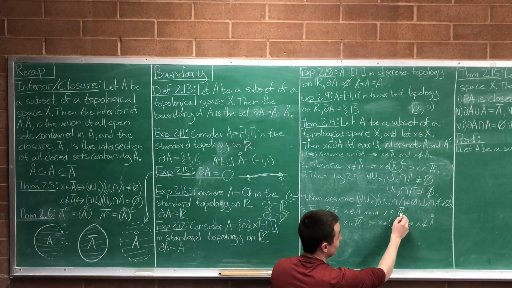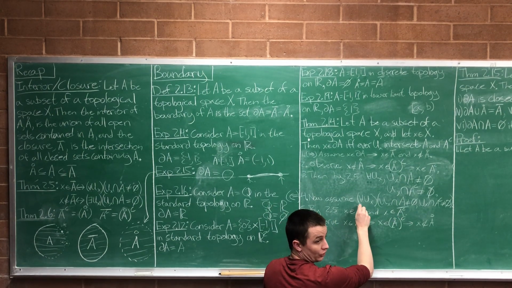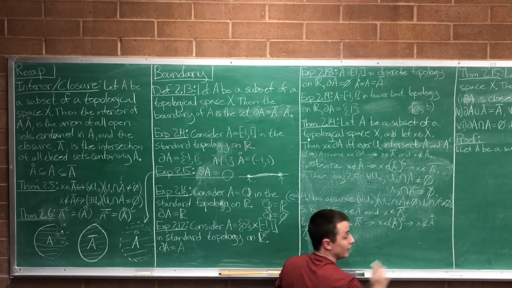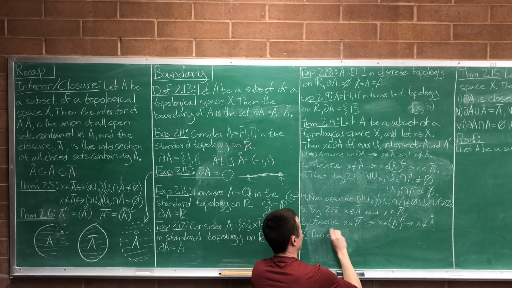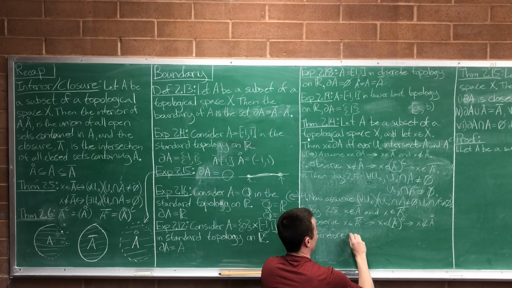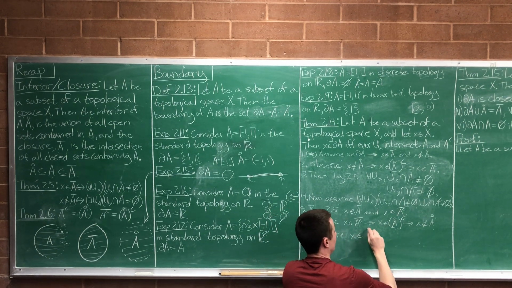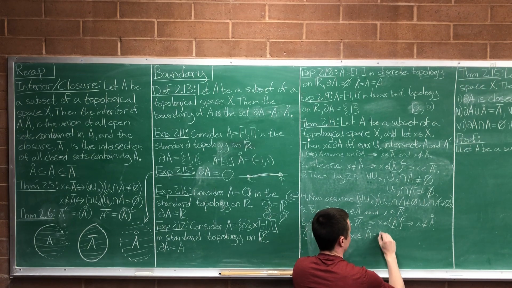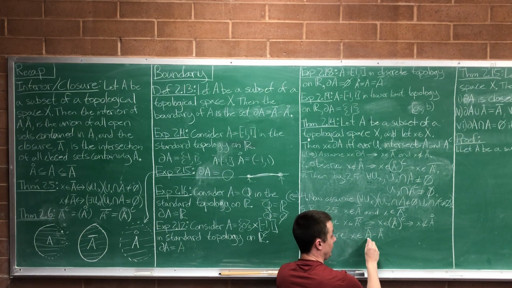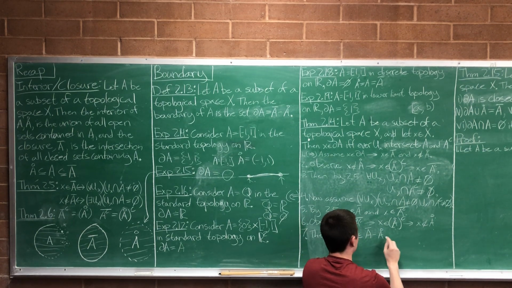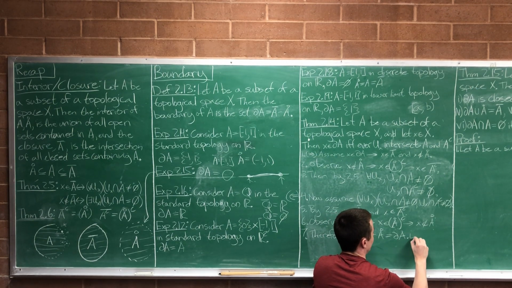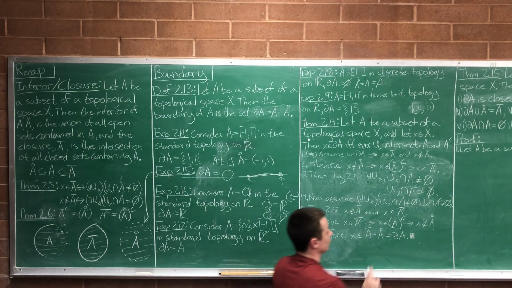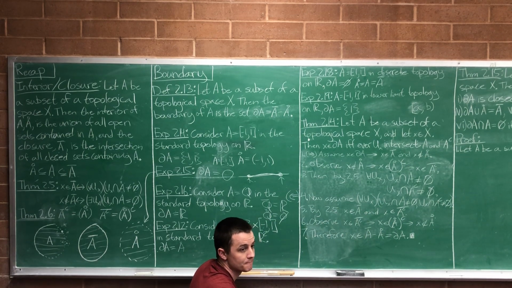So, if x is in A closure and x is not in A interior, therefore, x is in A closure minus A interior. It's in here and not in here, which is the boundary of A. And we're done. Any questions on anything there?